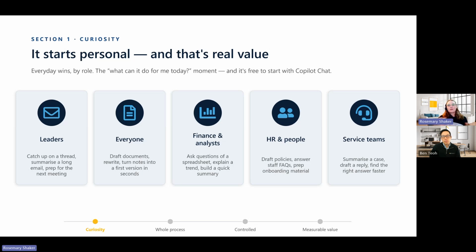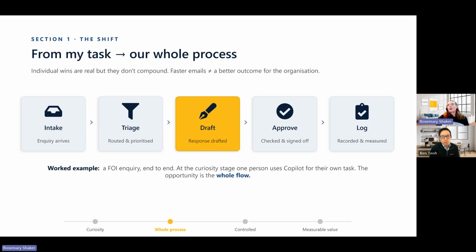Ben, do we want to talk about what we mean by looking at that personal productivity value and moving it into more of a whole process? Yeah, definitely. Thanks, Rosemary. Like Rosemary said, we've been working with clients for over the past couple of years and really just looking at, how are people getting value out of it? And personal productivity is great. We can do all of that.